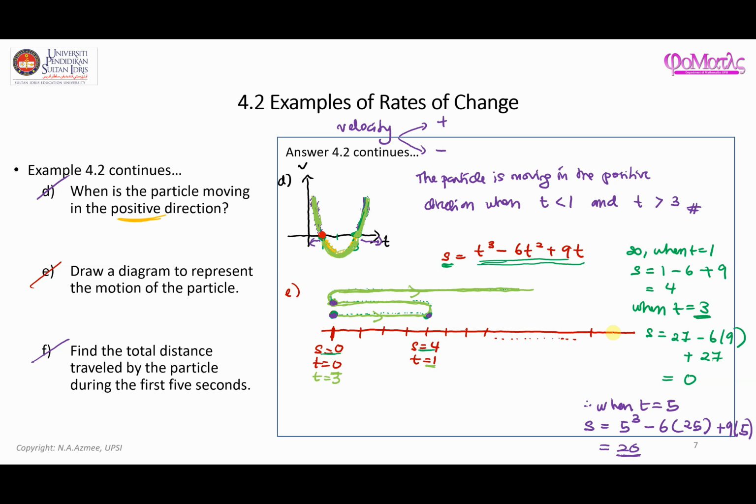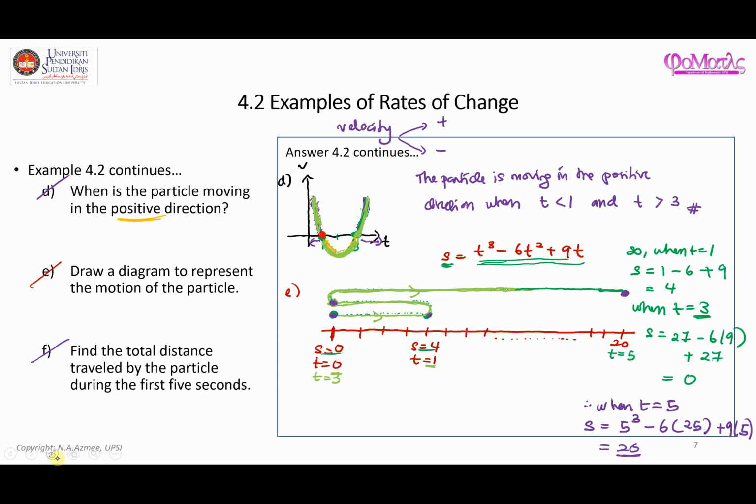20 could be somewhere here. Okay, this could be 20. So the particle will be at that position here. The particle is at this position, and so I'm just going to complete this diagram. This is at t equals 5.